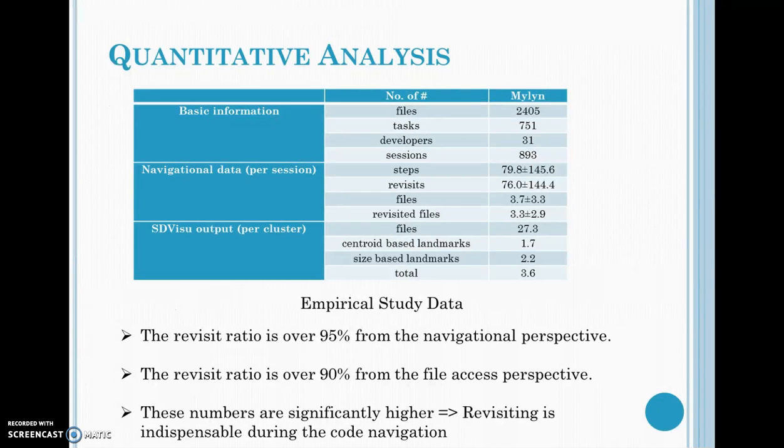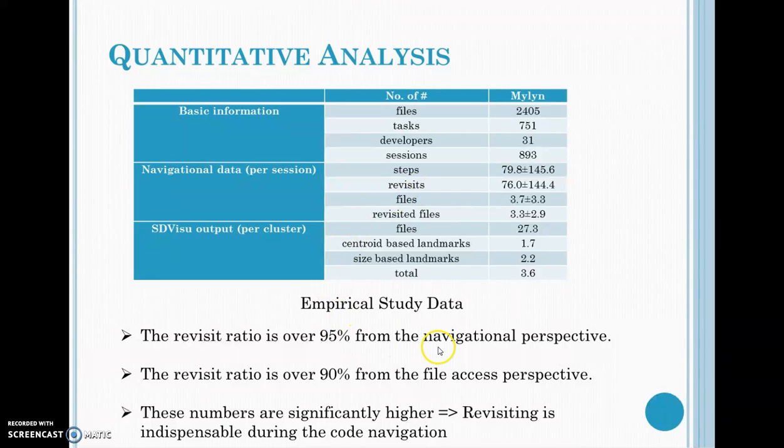This table shows the empirical study data for our quantitative analysis. The average number of steps involved in Mylin sessions is 79.8, which is considerably greater, which implies that Mylin's software change tasks are more difficult and the navigations are more concentrated, in that fewer files are visited per session, which is 3.7. So the revisit ratio is over 95%, which is calculated as 76.0 divided by 79.8, which gives you 95%.